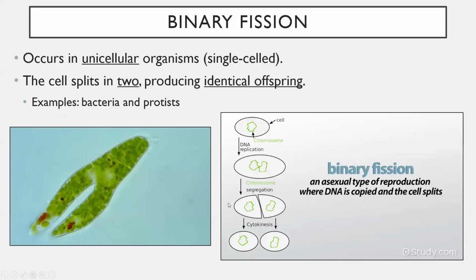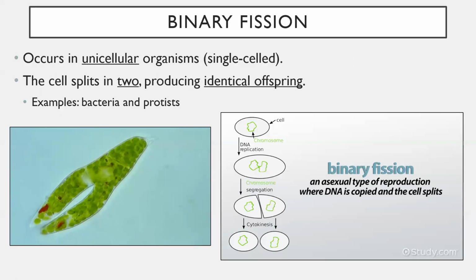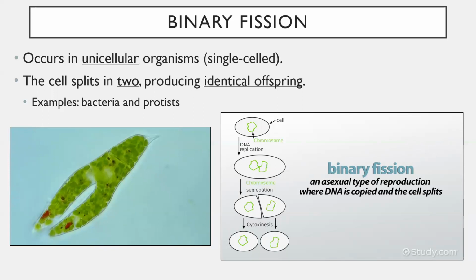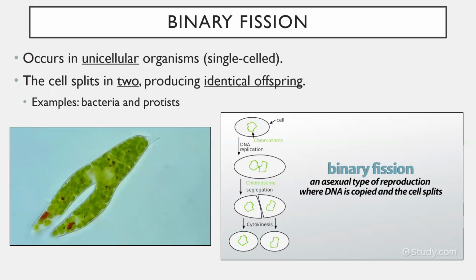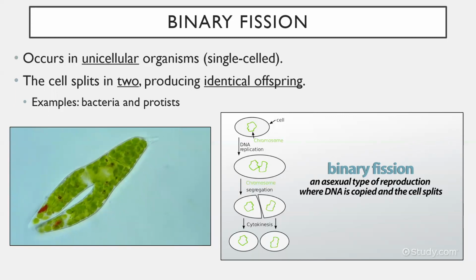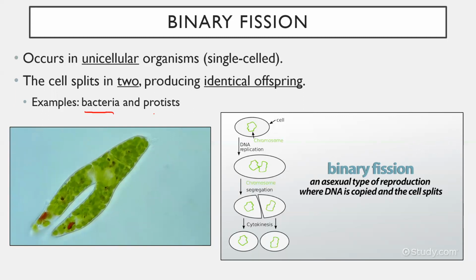All right, so first one, binary fission. Binary fission occurs in unicellular organisms. In other words, single-celled organisms, organisms that only have one cell, right? Now, how it works is the cell splits in two, producing identical offspring. You're going to go into really great detail on binary fission when you're in Science 10. But for now, we only need to know that it exists and that it occurs in unicellular organisms, right? So for some examples, it happens in bacteria and protists.